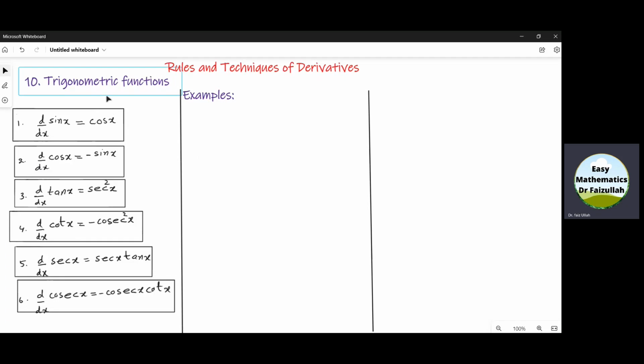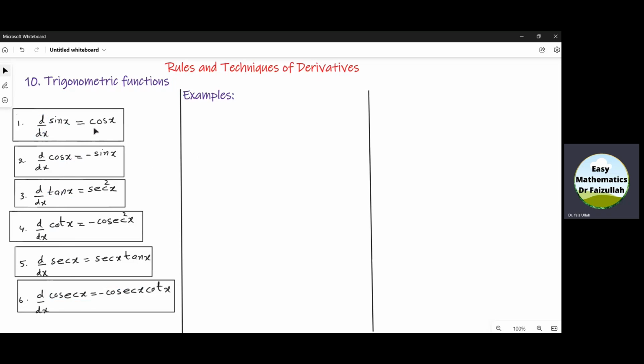Differentiation of trigonometric functions. There are 6 trigonometric functions: sine x, cos x, tangent x and their inverse, cotangent x, secant x and cosecant x. The students are advised to memorize these formulas.